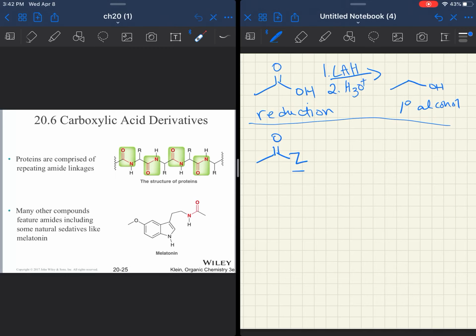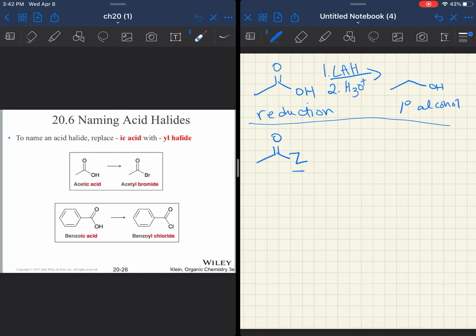The amide bond is incredibly important, right? It is the backbone for the structure of proteins. You also find amides in all sorts of other natural products. Here is referenced melatonin.